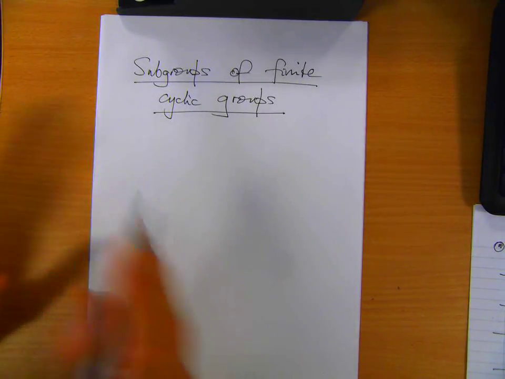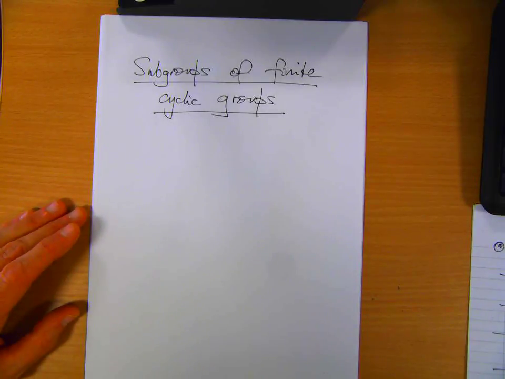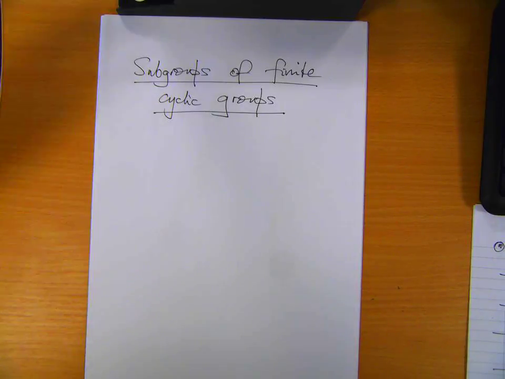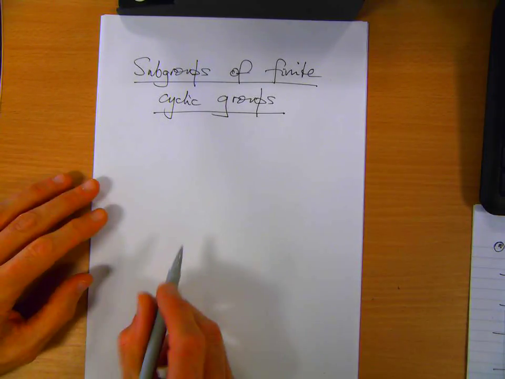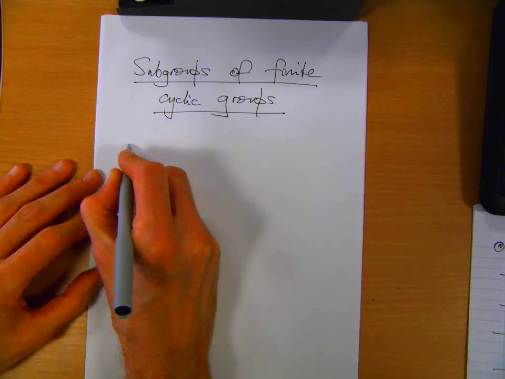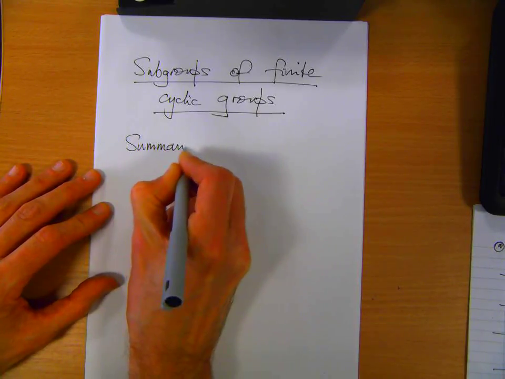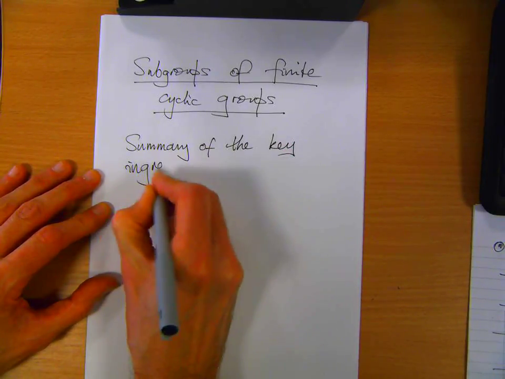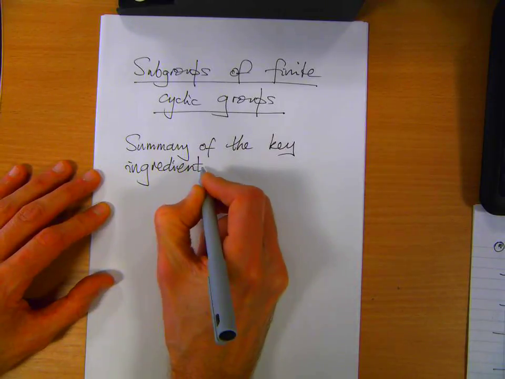sequence of results which lead to the classification of subgroups of finite cyclic groups. So finite cyclic groups are a bit more complicated than infinite cyclic groups, but it boils down to just number theory stuff. And the end result is actually very nice. And I will do an example at the end in a little bit of detail to tie all these things together. And then we're going to leave cyclic groups for the moment. Okay, so this is really a summary of the key ingredients. So I'm not pretending to prove anything here, as I've said.